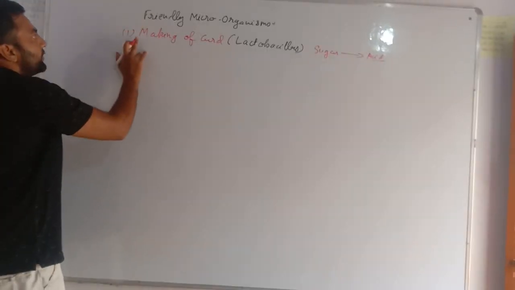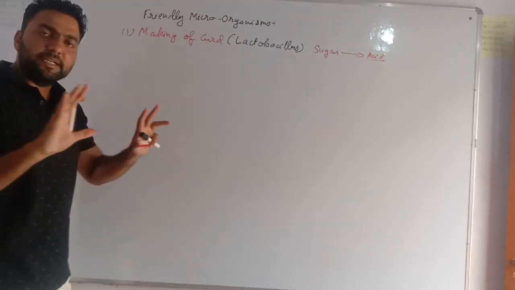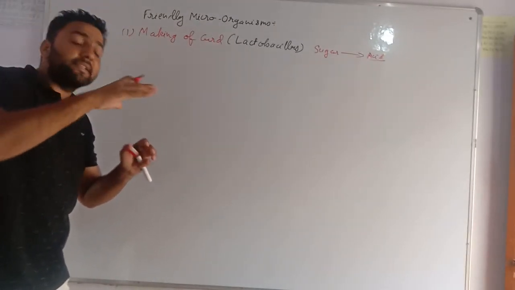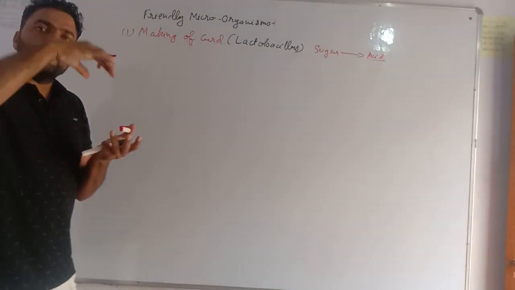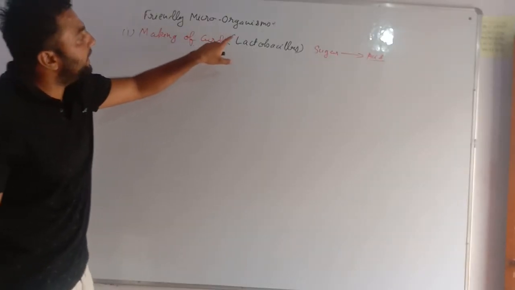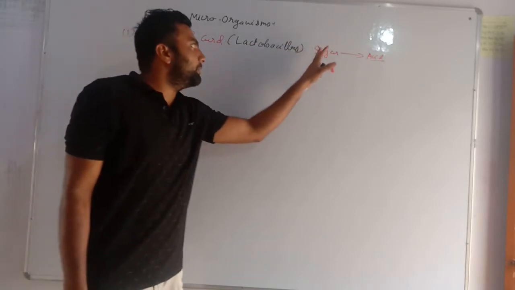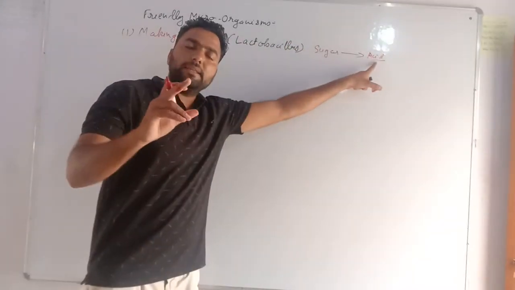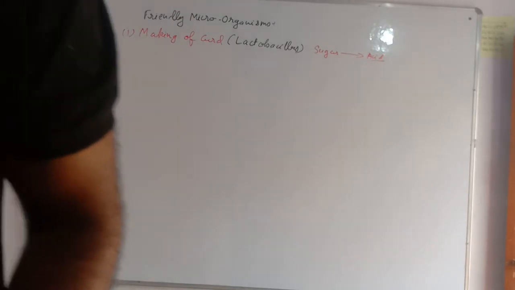So, very important, the first use is making of curd. This is a very common thing. At each and every place, daily our mother sets the curd. How? She takes lukewarm milk and puts curd into it. When she puts curd into it, she is adding more Lactobacillus into it. This Lactobacillus converts the milk sugar into acid, and then this acid turns the milk into curd. This is the foremost and common effect of Lactobacillus bacteria.